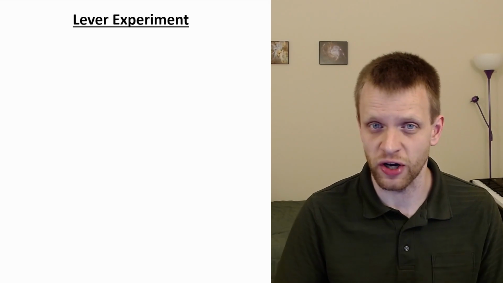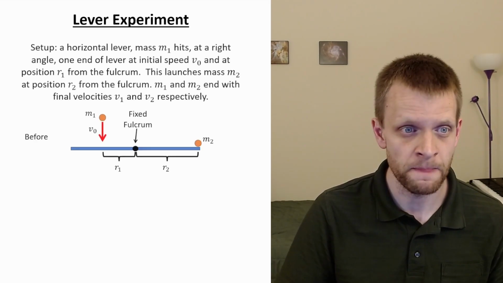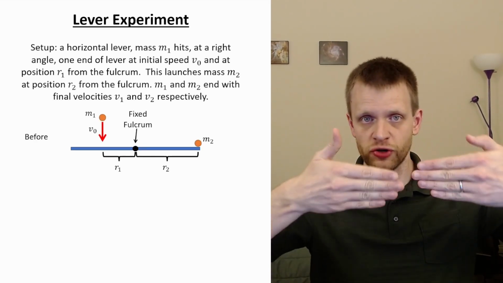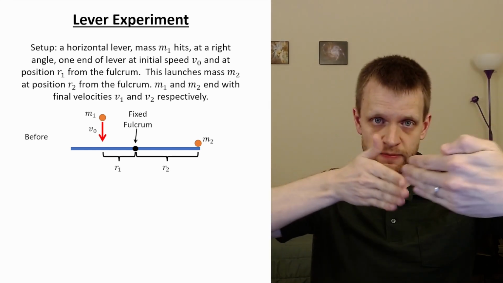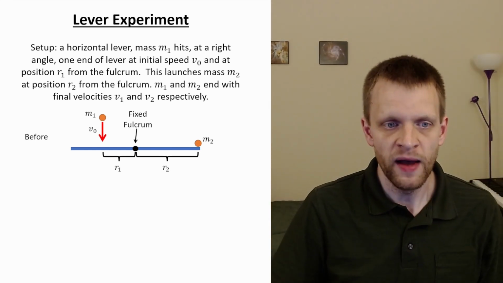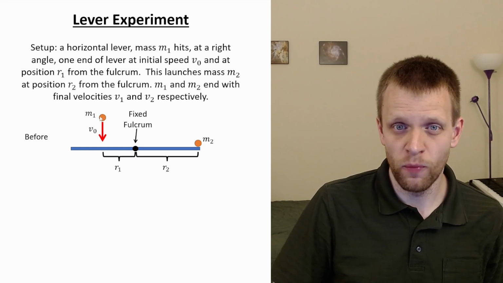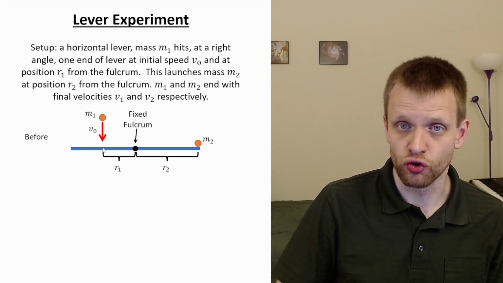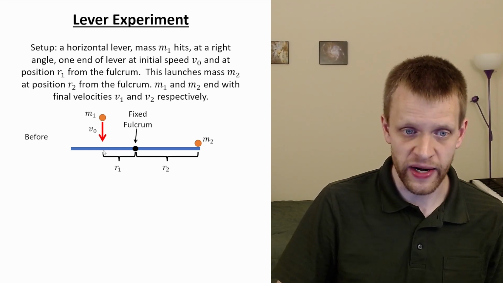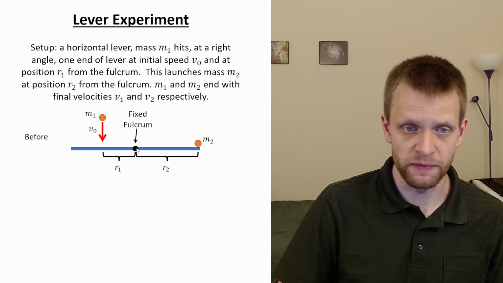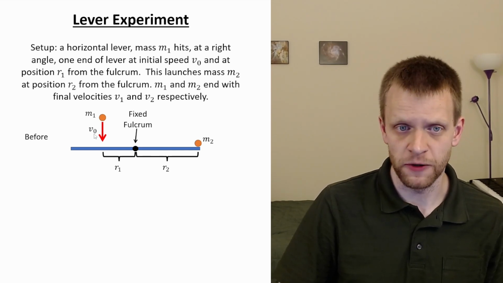So let's just quickly talk about what this lever experiment is going to be. We're going to have a horizontal lever, so something that can rotate in a horizontal plane. And we're going to say mass M1 hits this directly, so it's a right angle hit to the lever at one end at a distance of r1 away from the fixed fulcrum point at an initial speed of v0.